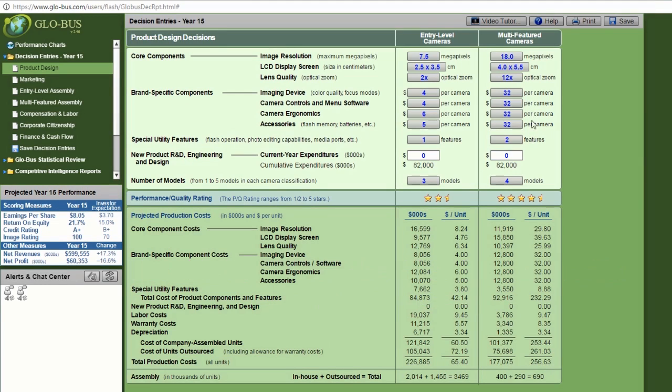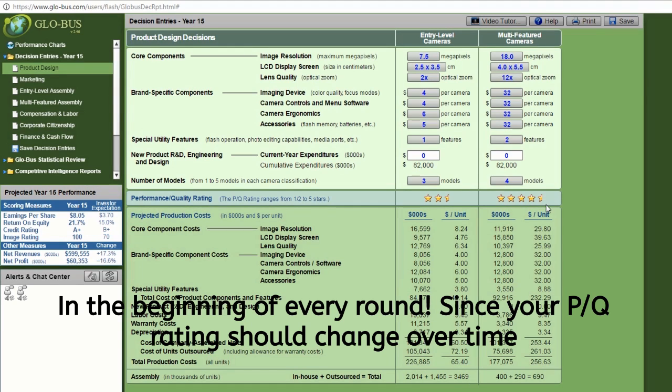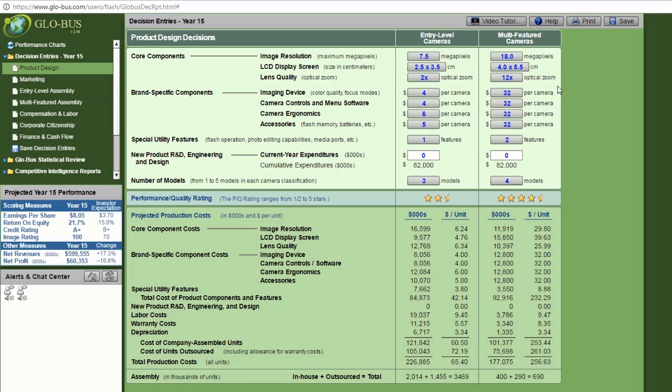So the way to proceed is the following. First, you decide which PQ rating you are going for. This has to be very clear to you from the very beginning. And then you figure out what the cheapest combination of components is for that specific PQ rating you are aiming for. And in most cases, core components like lens quality are too expensive in relation to their cost and what value they add to the PQ rating.